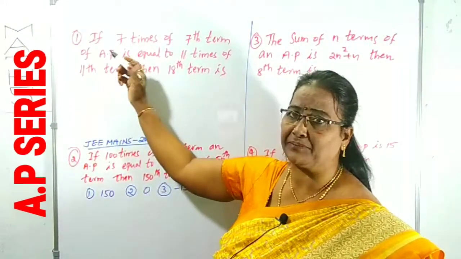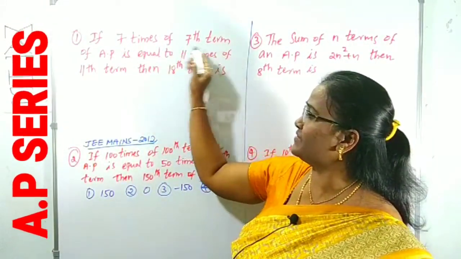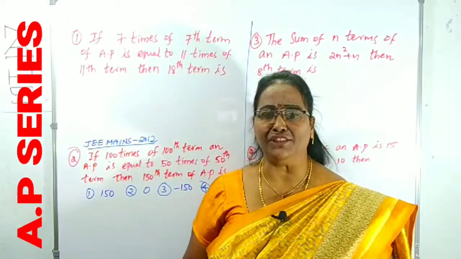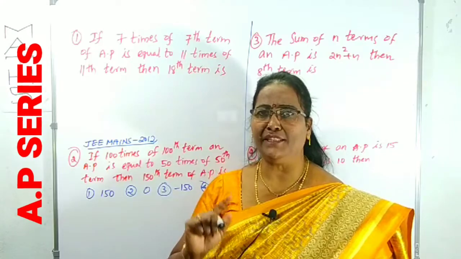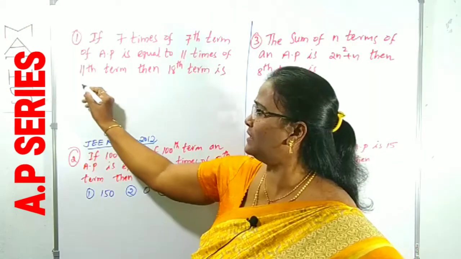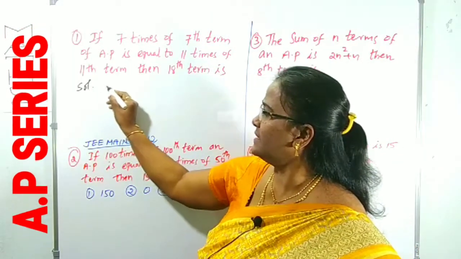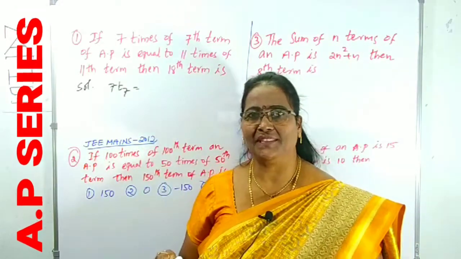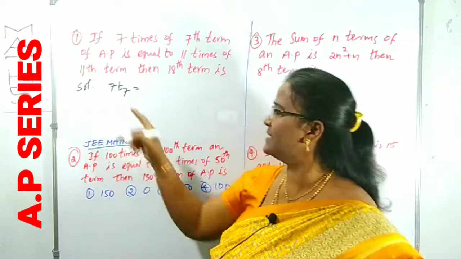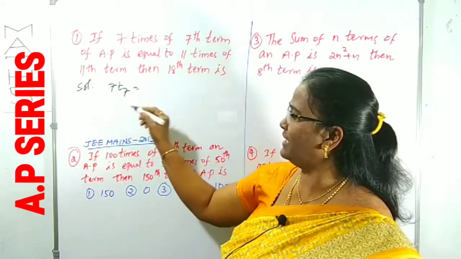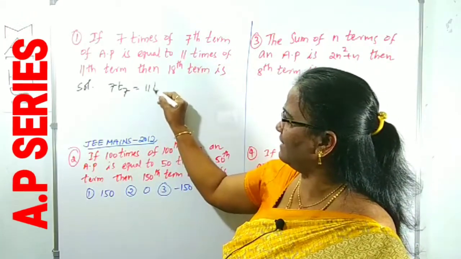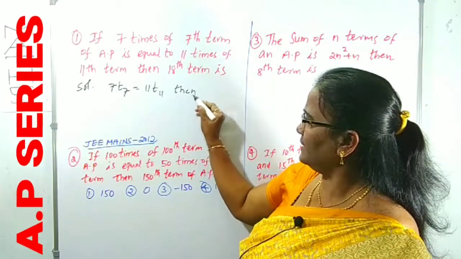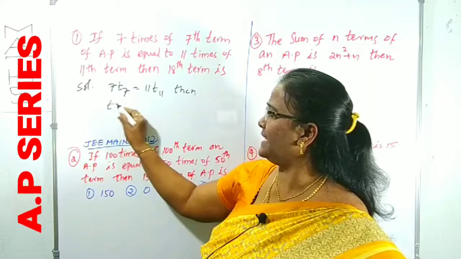What is the given data? If 7 times the 7th term of an AP is equal to 11 times the 11th term. What is given? 7 times the 7th term means 7T7 is equal to 11 times the 11th term, which means 11T11 is given. Then what is asked? It asks for the 18th term, T18.